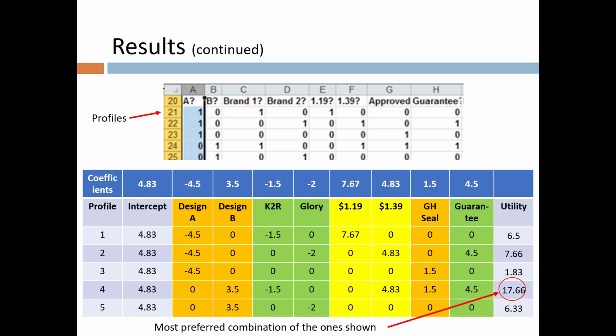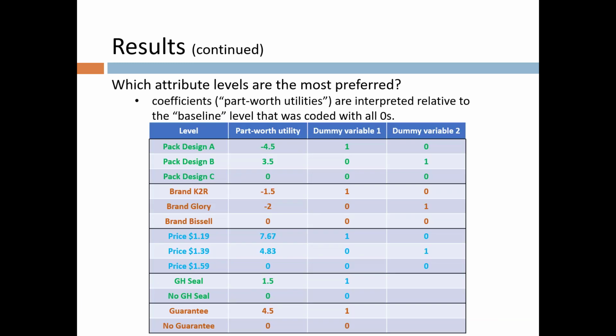Keep in mind that there are other profiles not shown here, and we need to look at all 18 profiles to identify the one with the highest utility. That's the first goal of conjoint analysis. A second goal of conjoint is to identify the attribute levels that are most preferred or desired. The table shows the coefficients or part-worth utilities for each level of each attribute. Keep in mind that they are interpreted relative to the baseline level that was coded with all zeros.